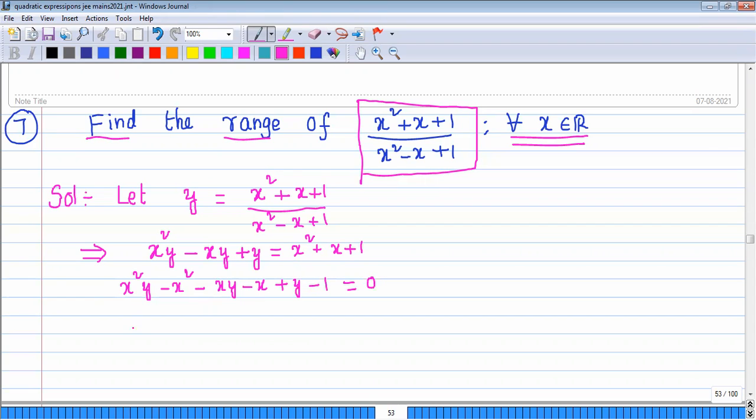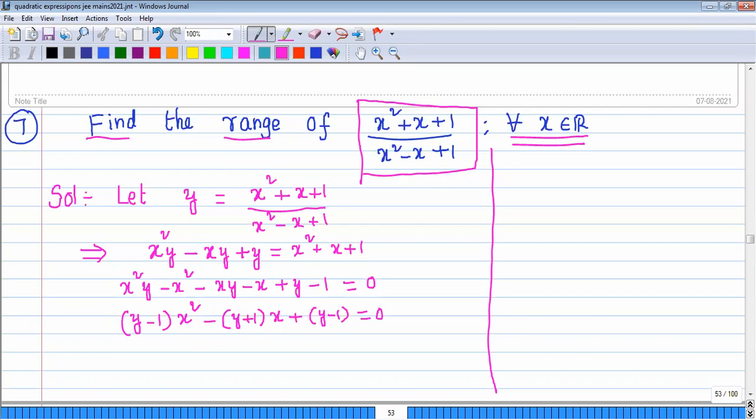From the first two terms, let us take x square common. We have (y minus 1) times x square. From minus xy minus x, take minus x common, we get (y plus 1) times x, plus (y minus 1) is equal to 0. So it is a quadratic equation in x.